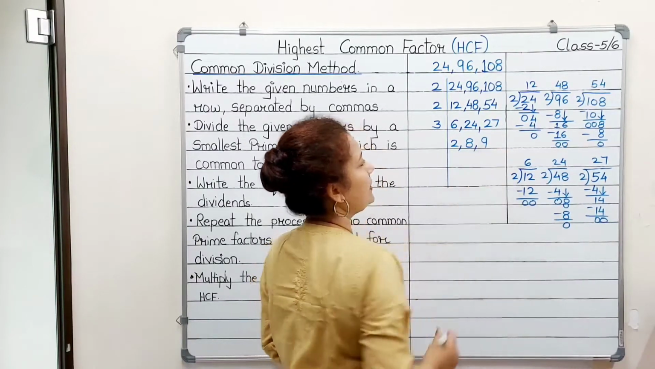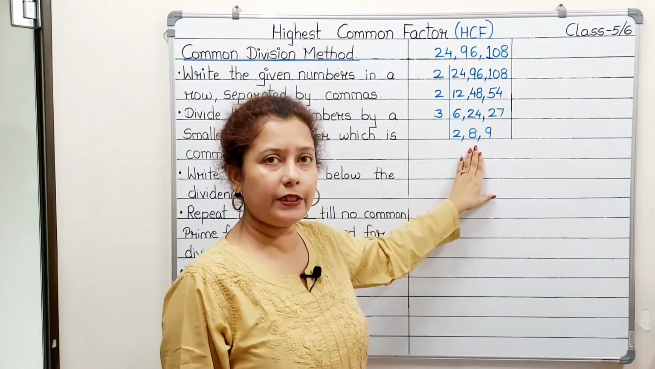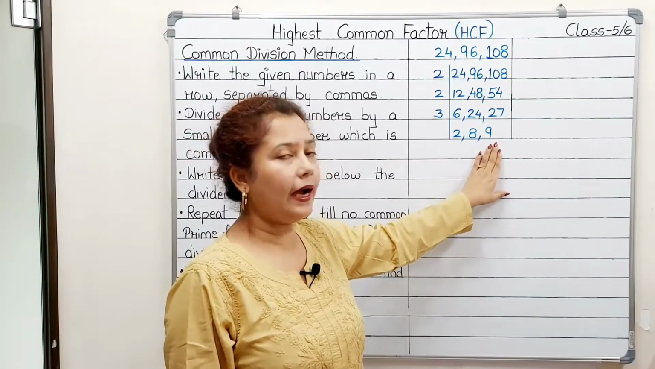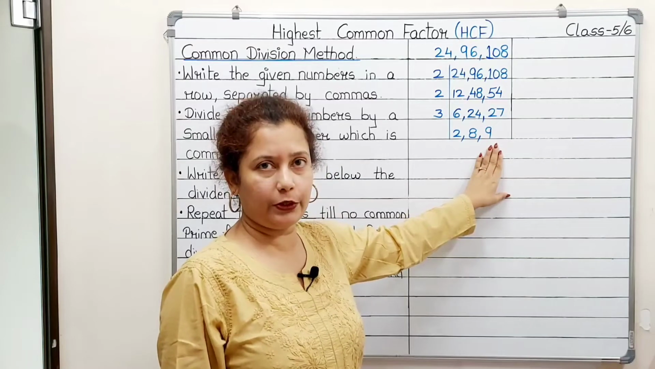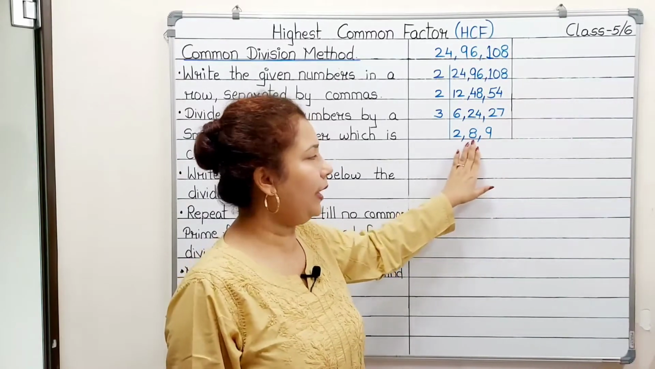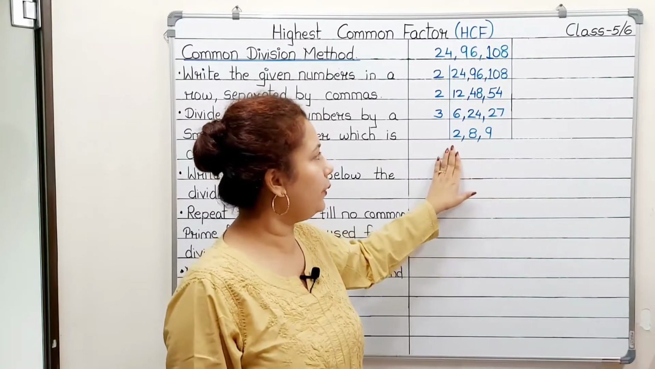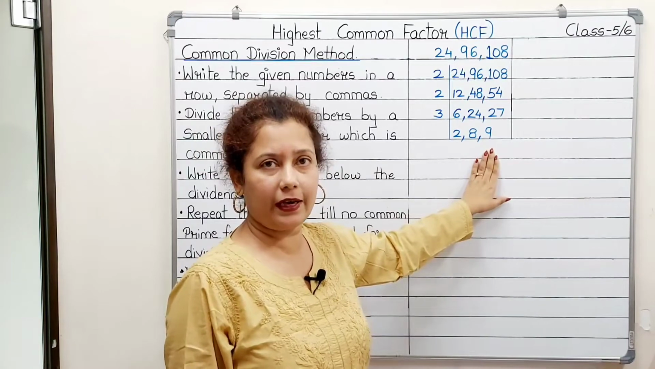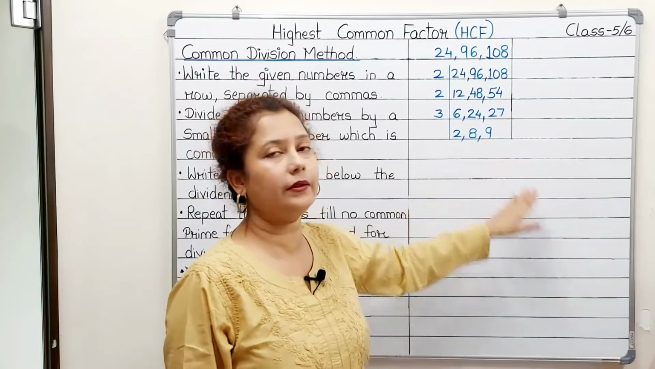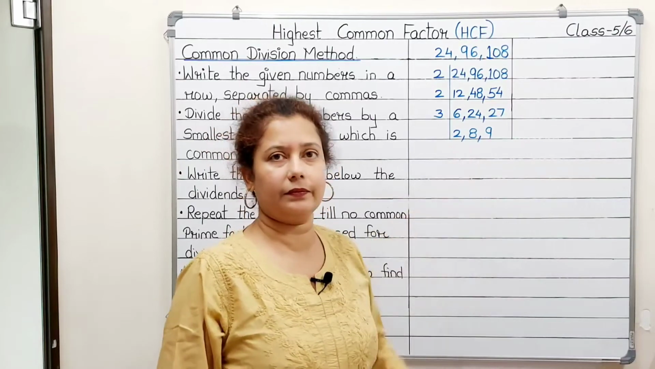3 9s are 27. Now here 2 and 8 are divisible by 2, but 9 is not divisible by 2. 9 is divisible by 3, but 2 and 8 are not divisible by 3. So here we don't have any common prime factor which can divide all three numbers. So we have to stop the process here.